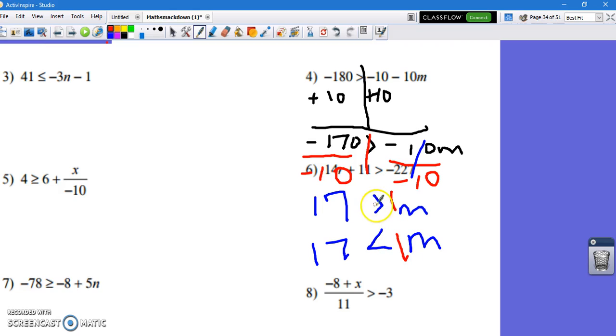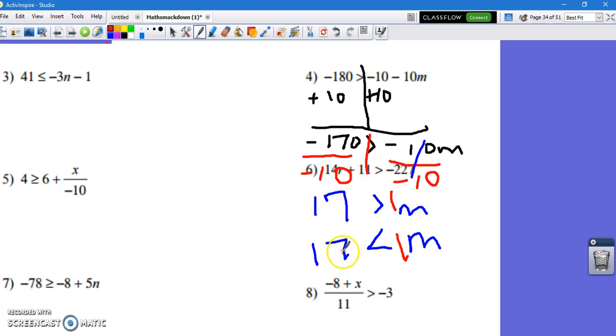Now, take a look. If we didn't flip the inequality sign, it would look like this, right? Let's read that. 17 is greater than 1m. Is that true? Nope. Okay, 17 is not bigger than 1m? Oh, yeah, it is. That one is true.